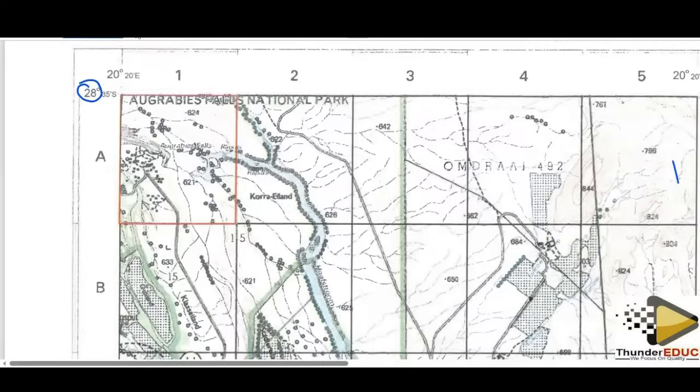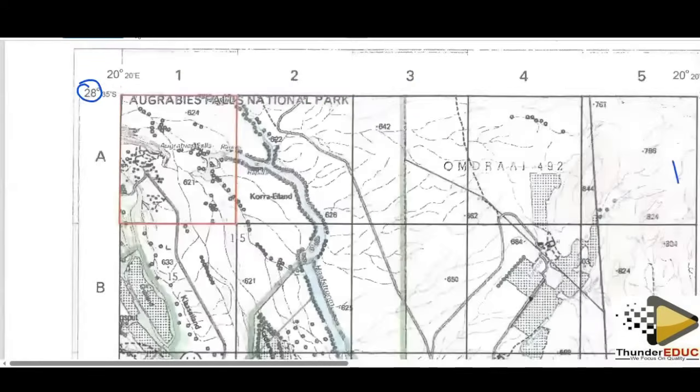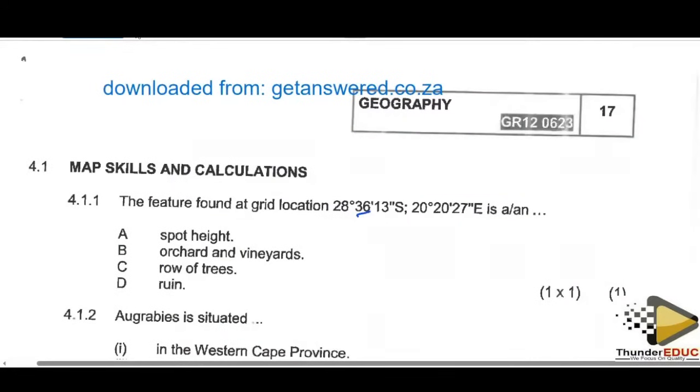Okay. Then it says 28 degrees, 36 minutes. Well, this is 35, 50 minutes. This will be our 36 minute here. And 13 seconds. 13 seconds, let's check.